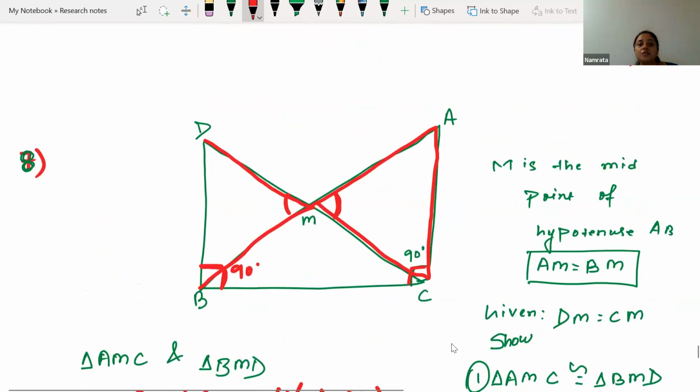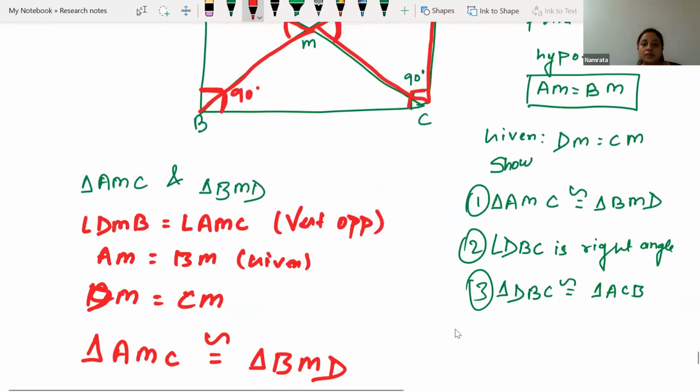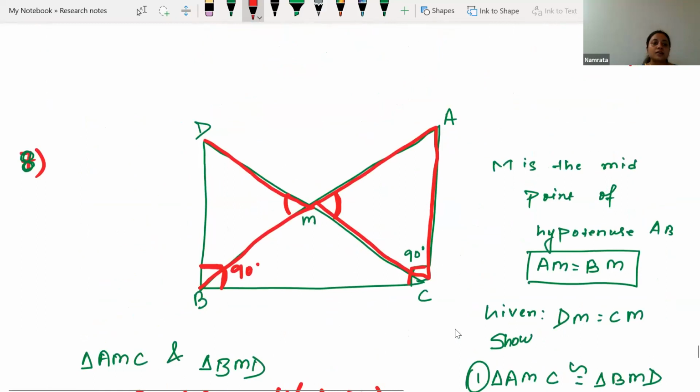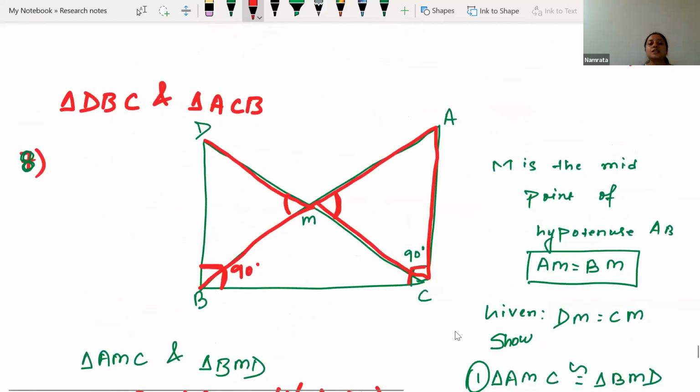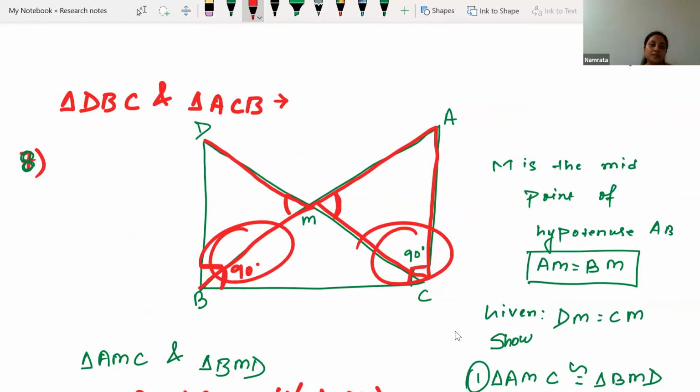Now, if we focus on these two triangles, DBC and triangle ACB, which we have to prove eventually in the third part. Let's see what information we can list down for these two triangles. Once we show that these two triangles are congruent with each other, then we can easily say that if this is 90, then this will be 90, right? Because these two are corresponding angles. Yes or no? Yes, ma'am.